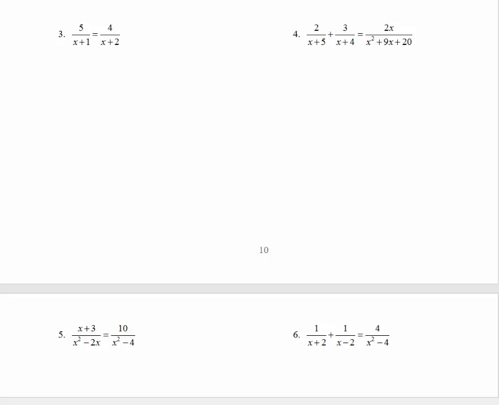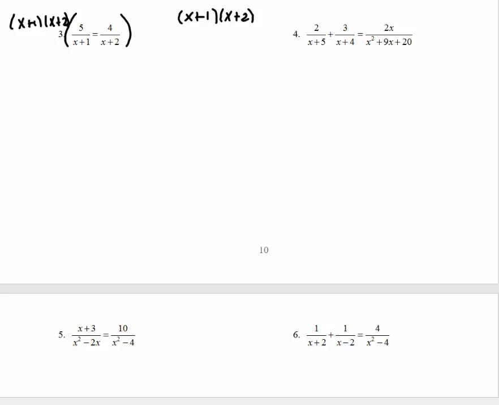Number 3, 5 over x plus 1 equaling 4 over x plus 2. Again, we need to find the LCD. Well, my two denominators are x plus 1 and x plus 2. That's going to be my LCD because they can't be factored and there's nothing in common. So I'll need to multiply both sides by x plus 1 and x plus 2.